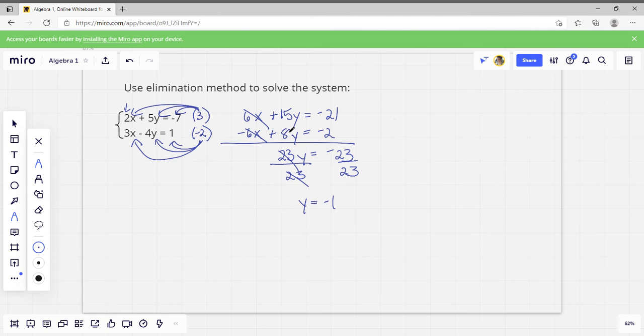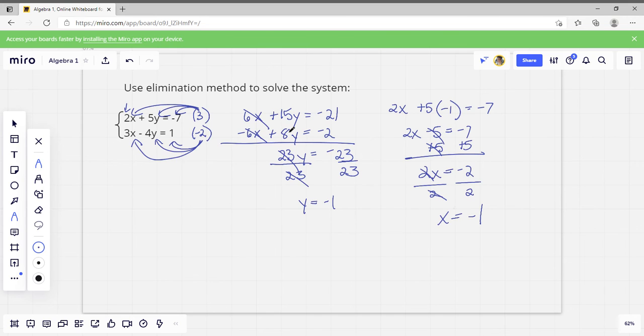Now we're going to solve for x, so we're going to write out the problem. 2x plus 5 times y, which is negative 1, equals negative 7. 2x, that would be negative 5 equals negative 7. Now we're going to add 5. 2x equals negative 2. x equals negative 1. So on this one, our solution is negative 1, negative 1.